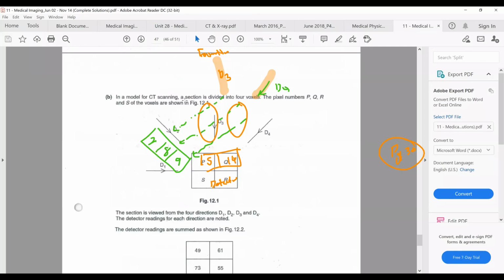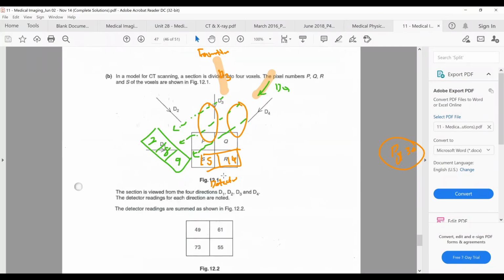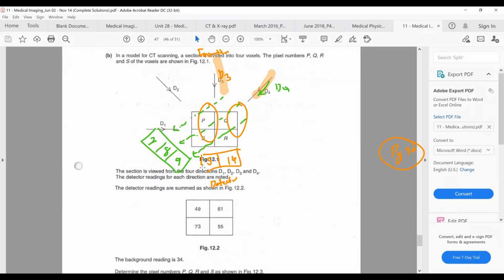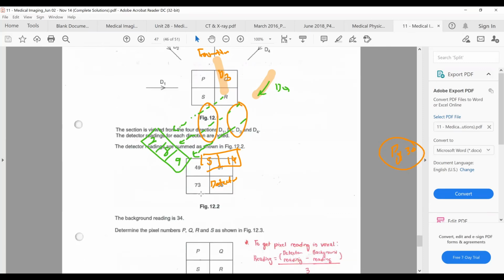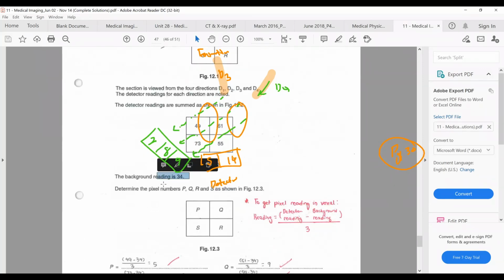Now in a model for CT scanning, a section is divided into 4 voxels. Pixel numbers P, Q, R, S of the voxels are shown. The section is viewed from 4 different directions, D1, D2, D3, D4. The detector readings in each direction are noted. The detector readings are not summed up. The background reading is 34. Then determine the pixel numbers P, Q, R, S.